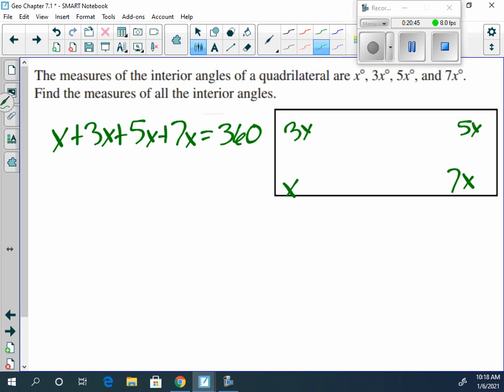Find the measure of all interior angles. Okay, so we're not just finding what x is, we have to actually find out what each angle is. So let's find x first. We can add these together because x, 3x, 5x, and 7x are all like terms. When I look at this, 3x and 7x add together to be 10x. 10x plus 5x is 15x. Plus x gives me what?